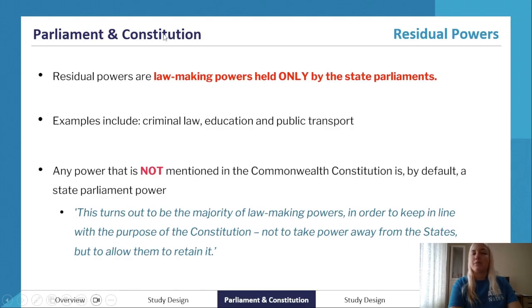So what are some examples of residual powers? So things like public transport. The public transport system, such as the train system, is different in every single state.